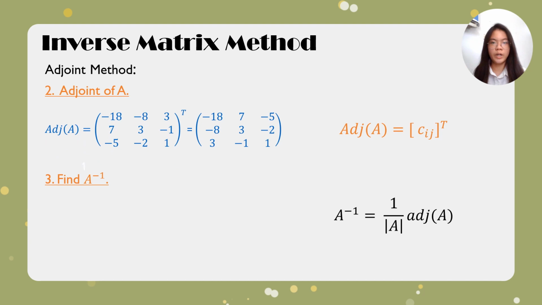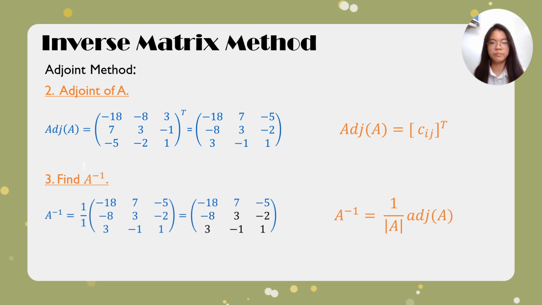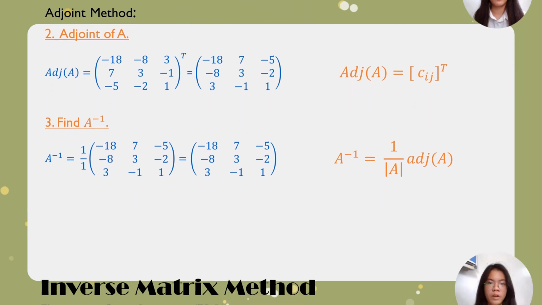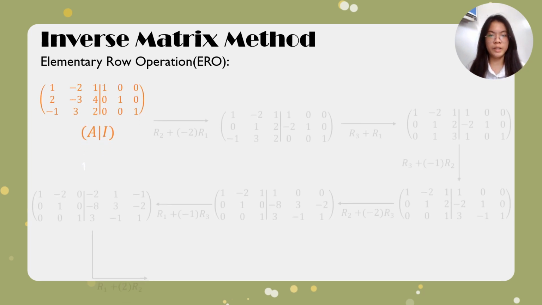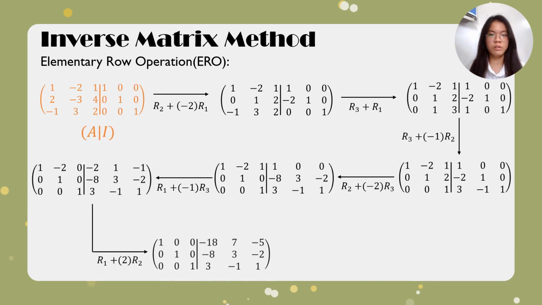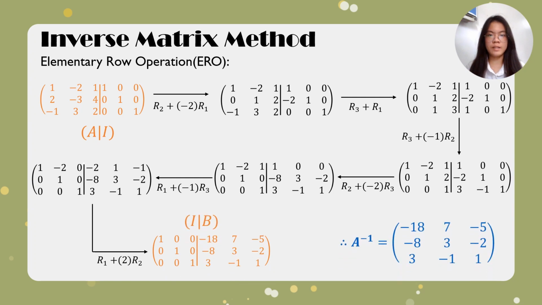Then we can find our A inverse by applying the formula shown. And this will be our A inverse. We can also use the ERO method to get A inverse. We will need to perform ERO until we get the new augmented matrix as shown. And this will be our answer for A inverse.